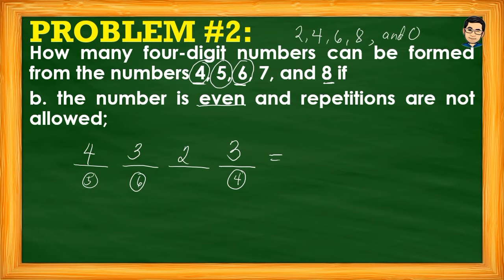Okay. So, imumultiply ngayon natin yung tatlo na yan, ay apat na yan. So, 4 times 3, 12 times 2, 24 times 3, 72. So, ito po yung bilang ng 4-digit numbers wherein yung given number natin is an even number and repetitions of digits are not allowed.